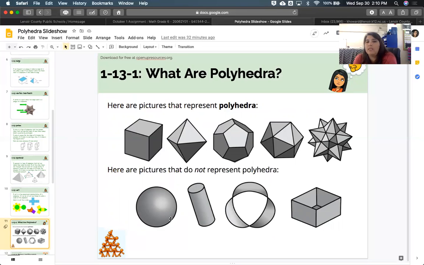A sphere is not a polyhedron. While it is a 3D figure, it does not have polygon faces. The same with a cylinder. A cylinder is a 3D figure, but its faces are not polygons. Remember, polygons have straight edges. The third figure is really cool, but it has curved edges, so it is not a polyhedron. And the last figure looks like it could be a rectangular prism, but if you look carefully, you can see that it has no top. A polyhedron has to be a closed shape.